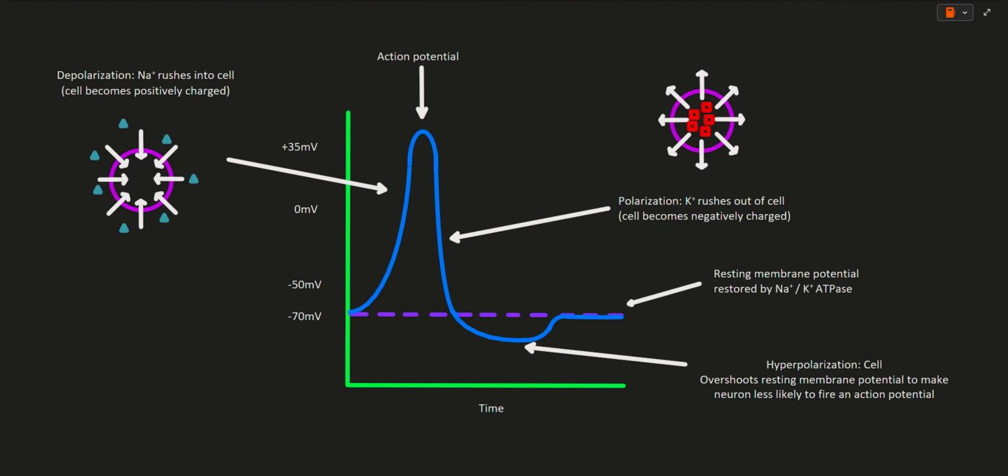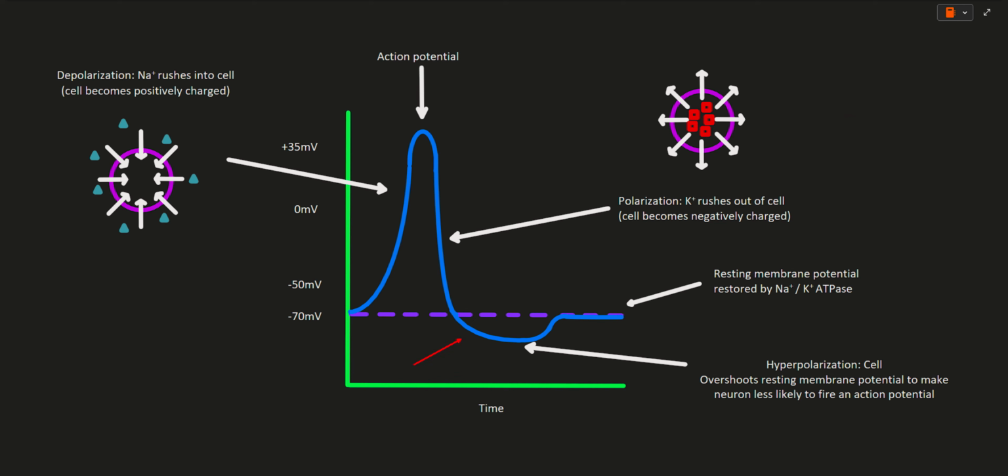This graph shows how the charge of a cell changes during an action potential. Sodium rushes into the cell and causes the cell to become depolarized. This sodium rush causes the cell to become positive and triggers an action potential. Once the action potential has occurred, potassium leaves the cell, so it becomes negative again. Therefore, the cell becomes polarized once again.